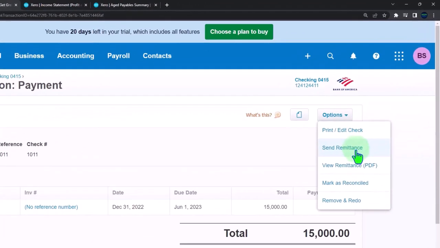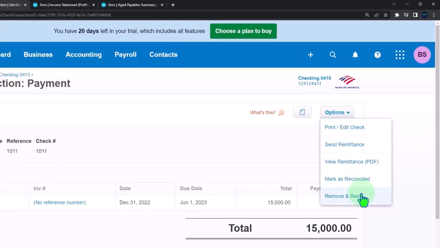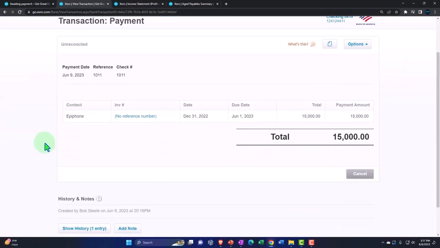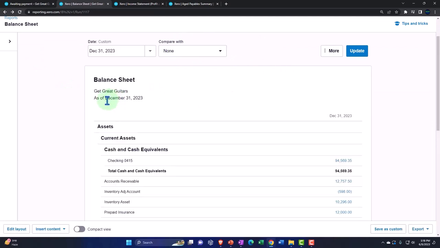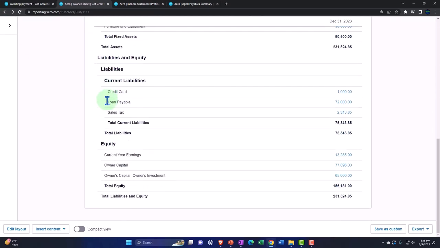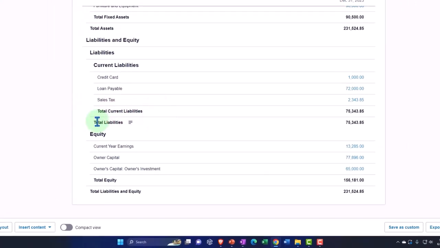You've got the print and edit, send, and so on, and mark as reconciled, and so on and so forth here. So there we have it. And then I'm going to go back over, and let's go to the other side. Move on over to the other side, and that's also on the balance sheet. And then that's going to be in the accounts payable, which is gone right now because we closed it down to zero. So accounts payable has disappeared.